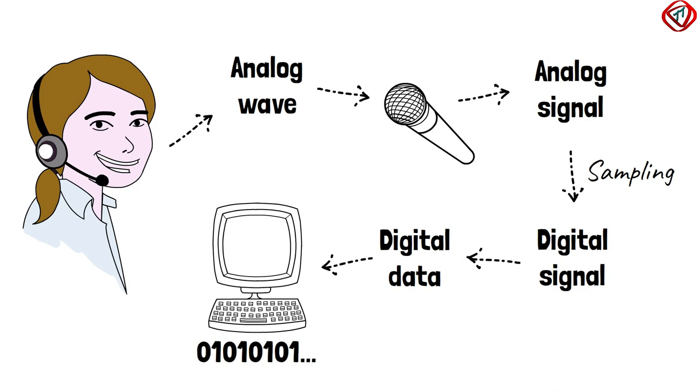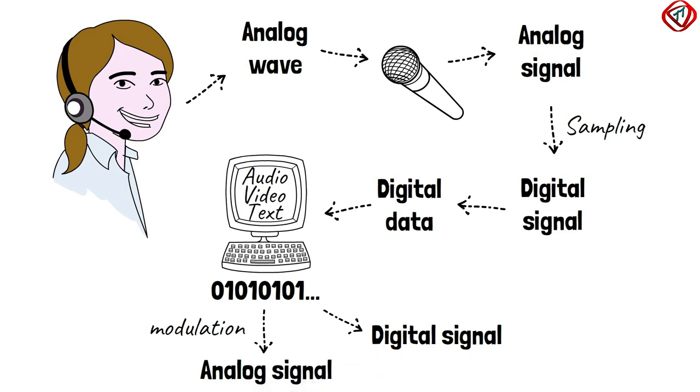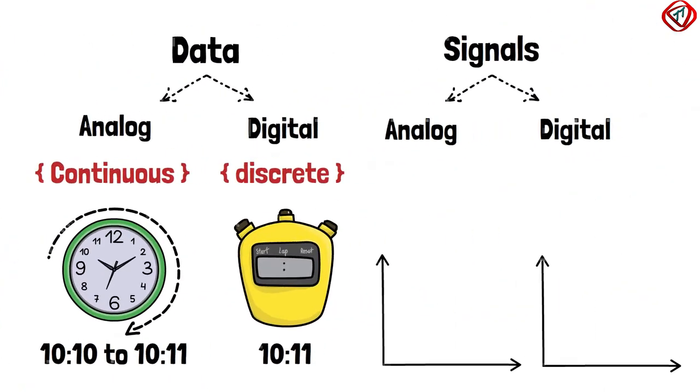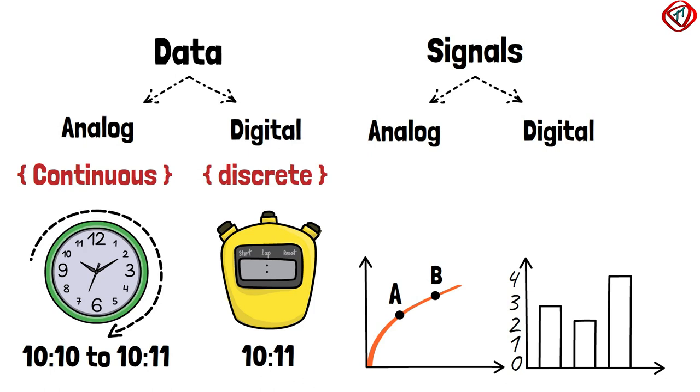For the transmission of stored digital data, which can be audio, video or text, it is converted to digital signals or modulated into an analog signal for transmission across a medium. So what are analog and digital signals? An analog signal has an infinite number of values along its path as it moves from value A to value B. Digital signal has a limited number of values as it moves from value A to value B.